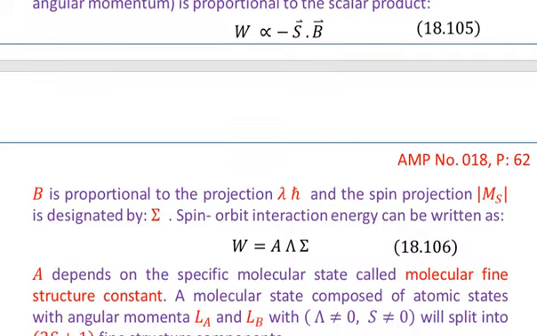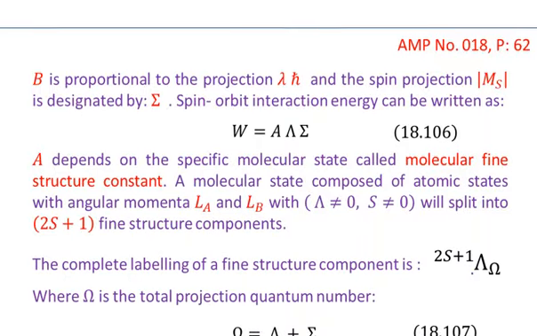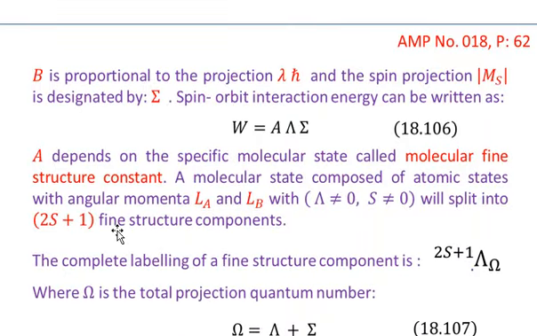This is to write the proportionality shown in equation number 105 in terms of the equation shown in equation number 106. A depends on the specific molecular state and is called the molecular fine structure constant. So you see that A is the molecular fine structure constant.